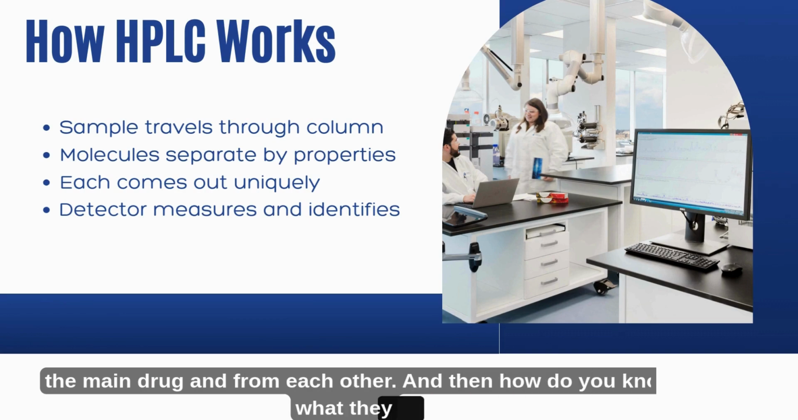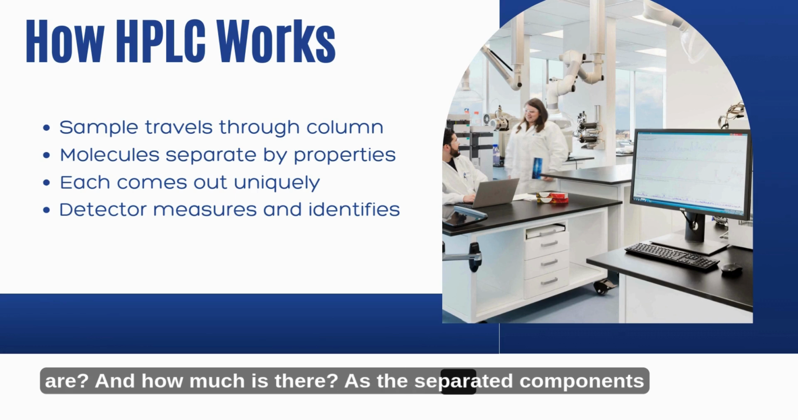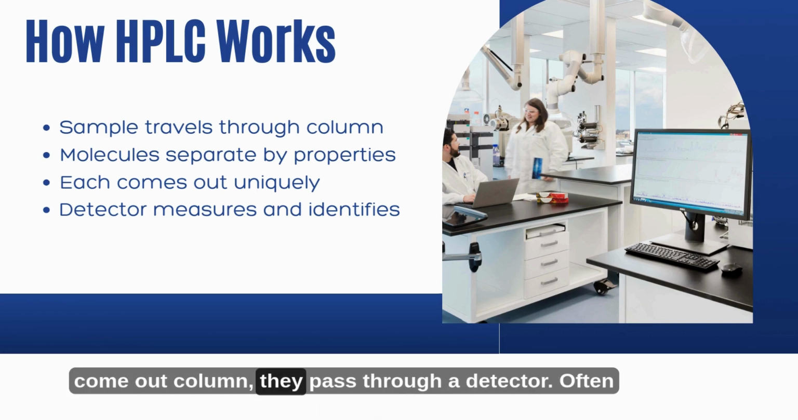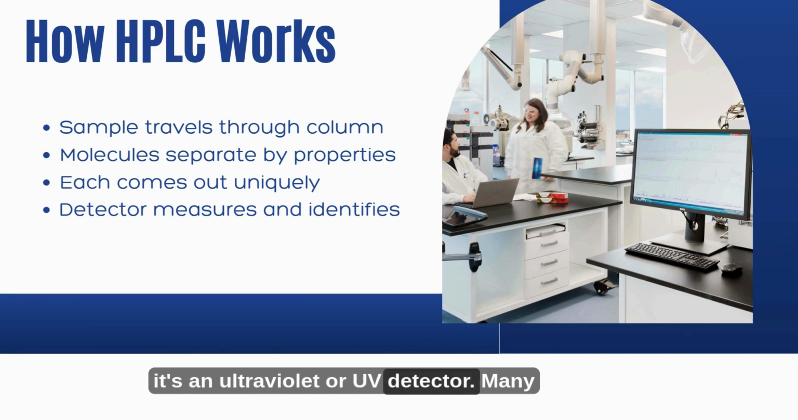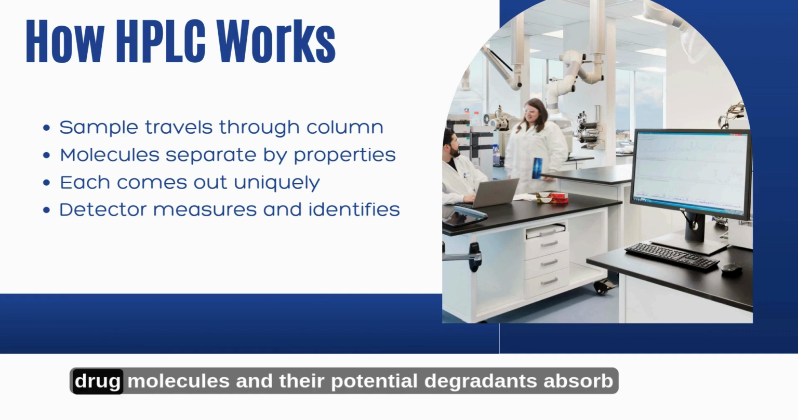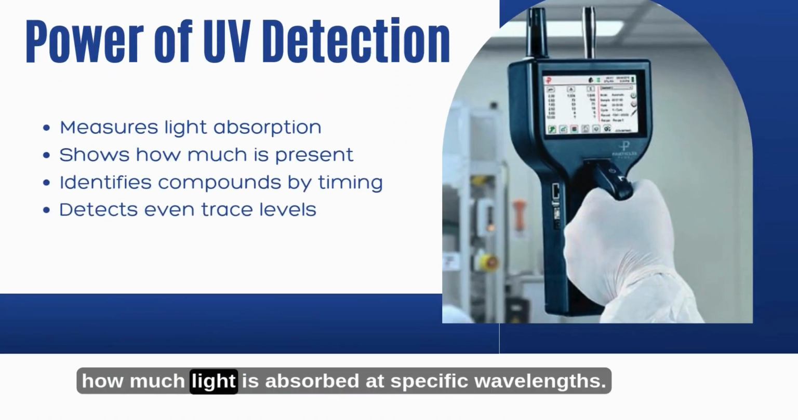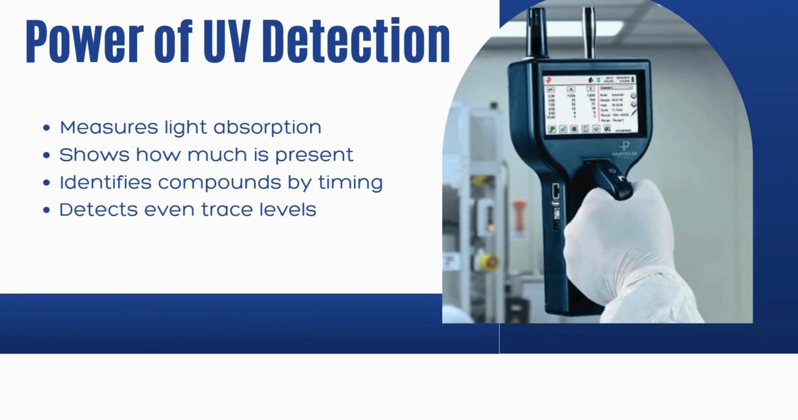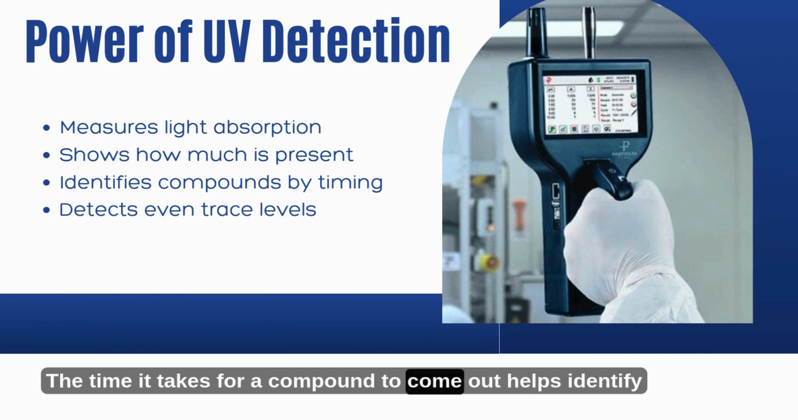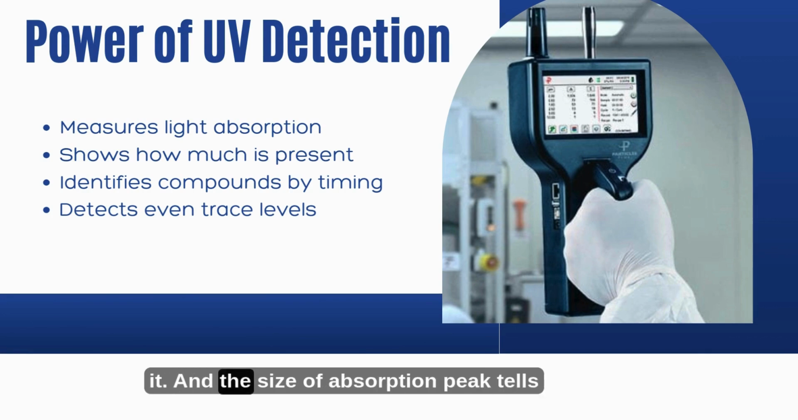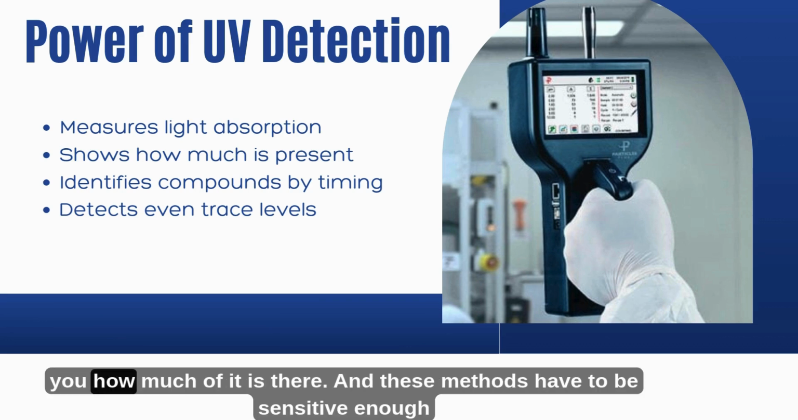And then how do you know what they are and how much is there? As the separated components come out of the column, they pass through a detector. Often it's an ultraviolet or UV detector. Many drug molecules and their potential degradants absorb UV light. Right. The detector measures how much light is absorbed at specific wavelengths. The time it takes for a compound to come out helps identify it, and the size of the absorption peak tells you how much of it is there.